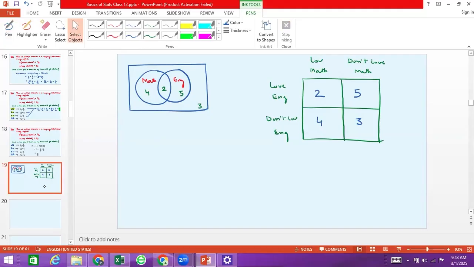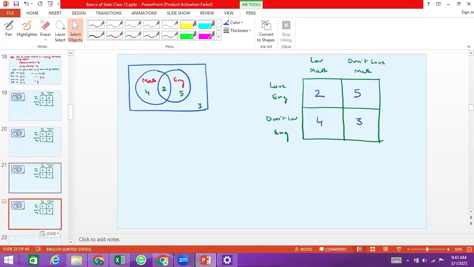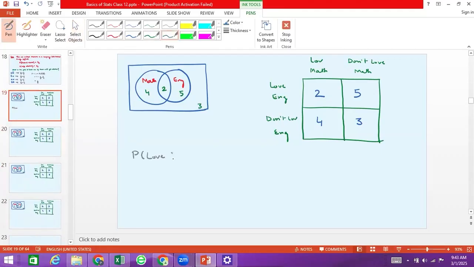Now let's try to solve a few simple questions. What is the probability that someone loves math? Simple question, right? If you randomly select a student, what is the probability that he will love math?